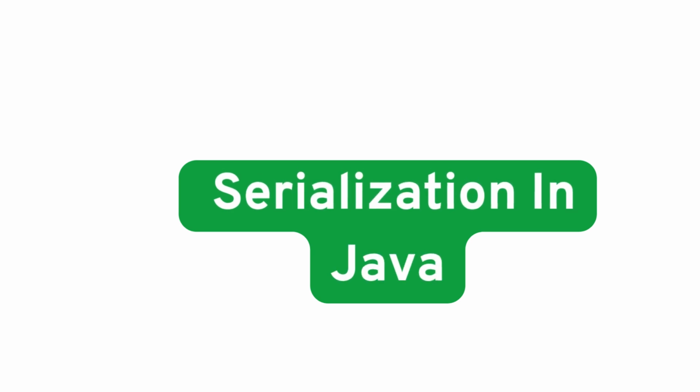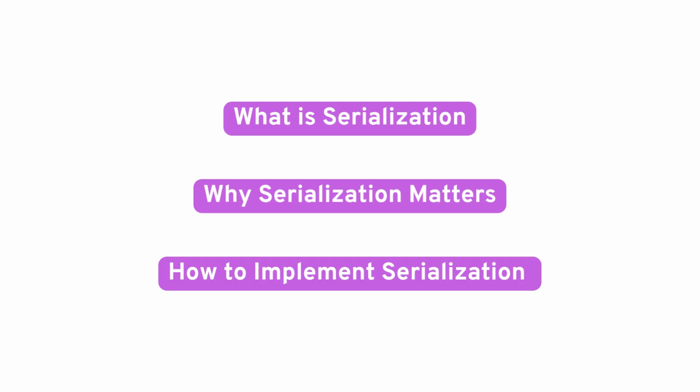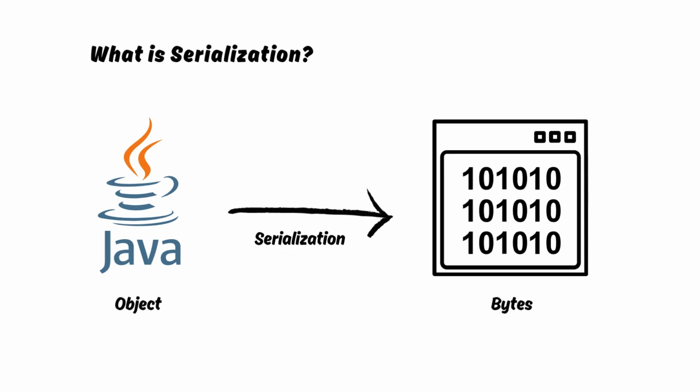Today, we're going to talk about serialization in Java, what it is, why it matters, and how you can use it in your programs. So, what is serialization? In simple terms, it's the process of converting a Java object into a sequence of bytes.